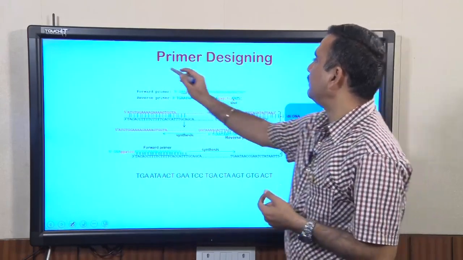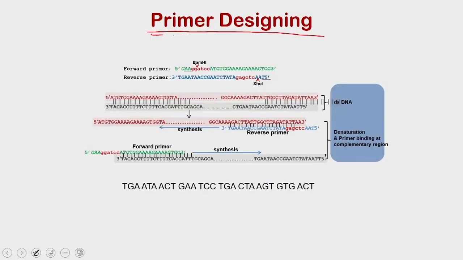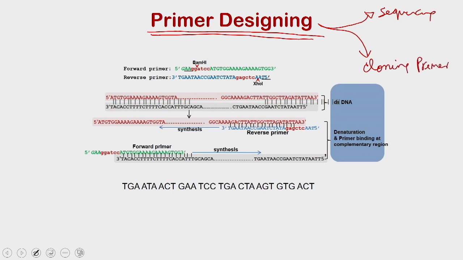Now, let's see how to design the primer. Primers are designed for two purposes. One is called the sequencing primer, and the other is called the cloning primer. Sequencing primers are easy to design because sequencing primers amplify your region, and then you can get that amplified PCR product and use it. Whereas the cloning primers are a little bit more complicated to design because the cloning primer requires a very specific set of things.